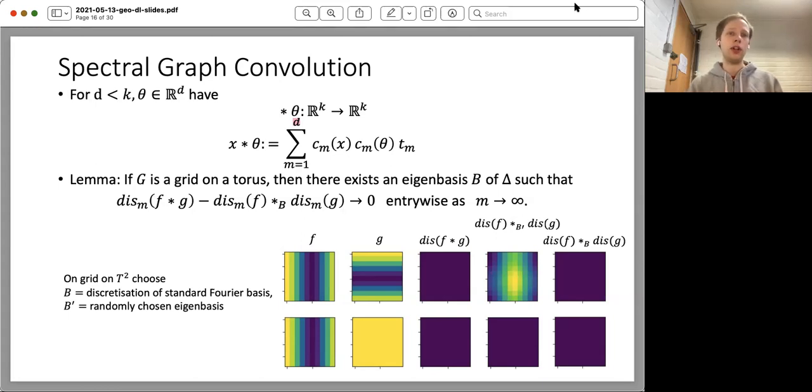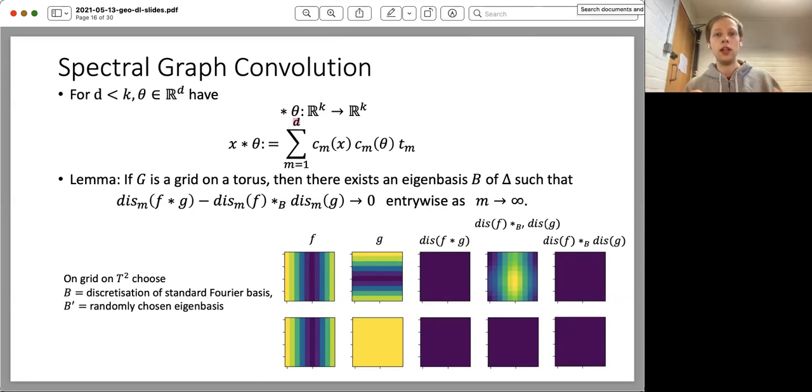Yeah, that's the spectral graph convolution. And maybe just one note, what does that have to do with the smooth convolution is: if G is a uniform grid on a torus, then there exists some eigenbasis B of delta such that this statement is true. Convolve first and discretize later is pretty much the same as discretizing first and then convolving with respect to this basis B.